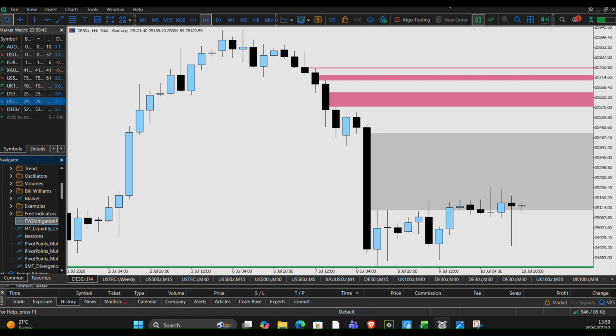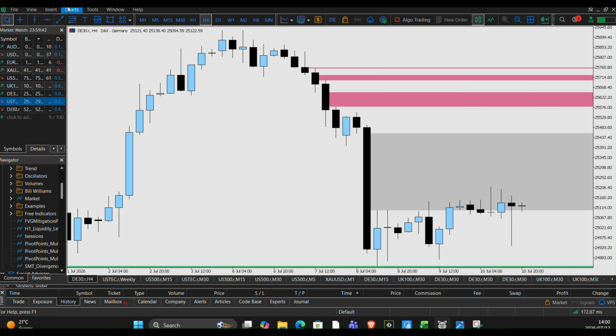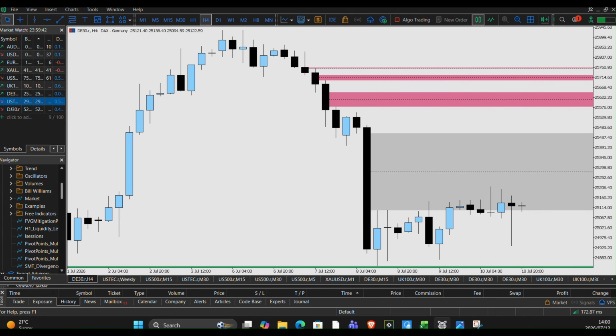There we go. So as you can see, these are the 4-hour fair value gaps. And here's the bearish ones. As you can see there's a fair value gap there, another one here. Apologies, I can see it's not showing the midpoint line. I think I might have pressed false there. Just make sure. Yep, keep that as true. And then as you can see, the midpoint line is showing.